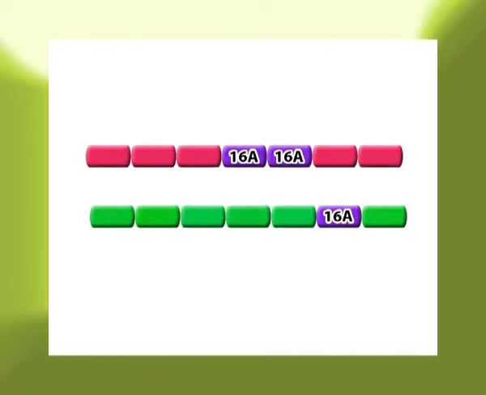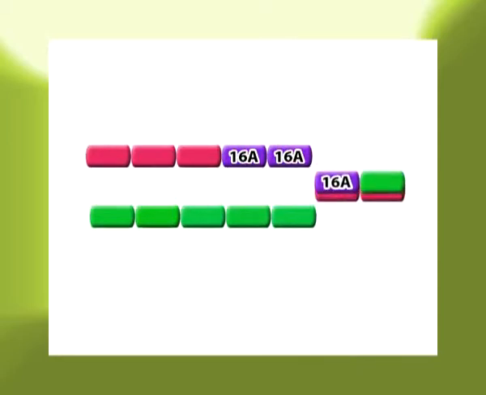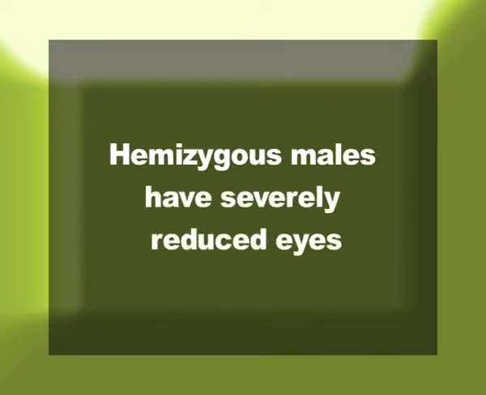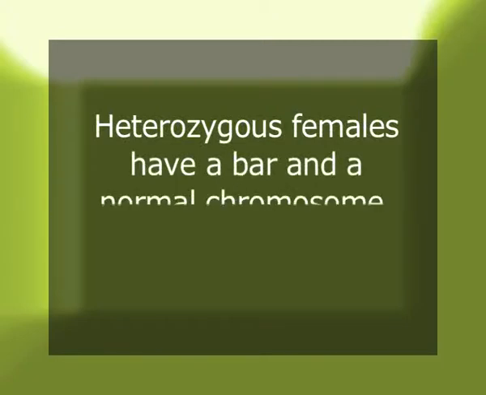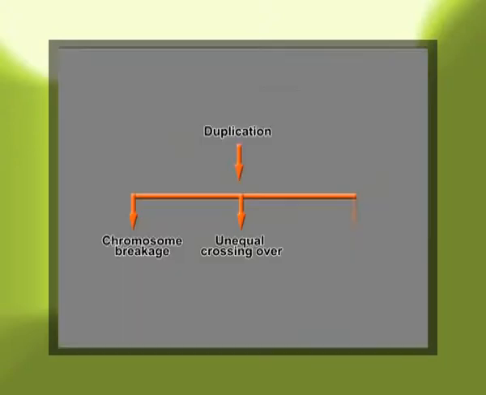For example, tandem duplication of the chromosome region called 16A of the X chromosome in Drosophila. Gametes containing the duplication produce Bar offspring. Males carrying the Bar duplication in a hemizygous state have severely reduced eyes. Heterozygous females that have a Bar and a normal chromosome have slightly reduced eyes. Replication error during meiosis also leads to chromosomal duplication.